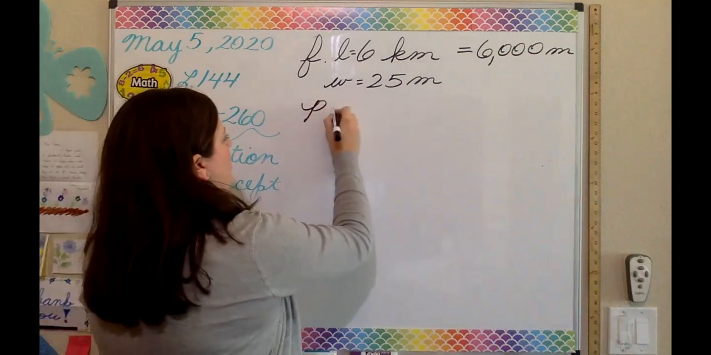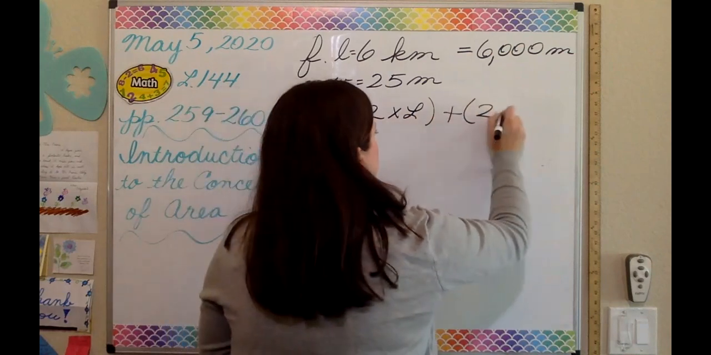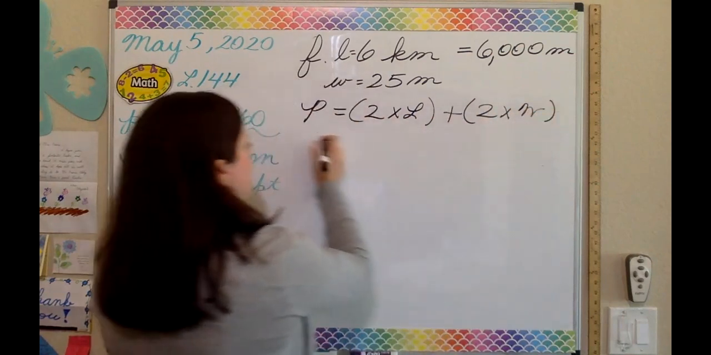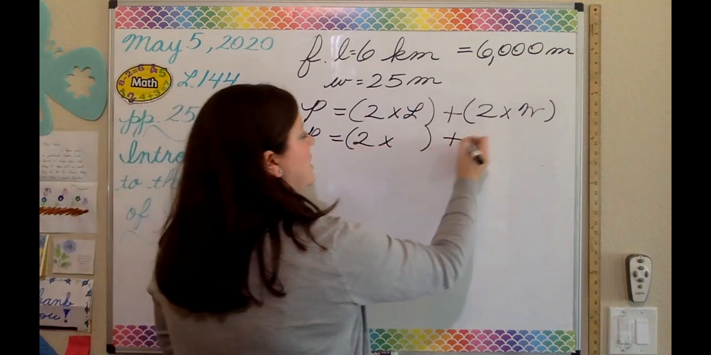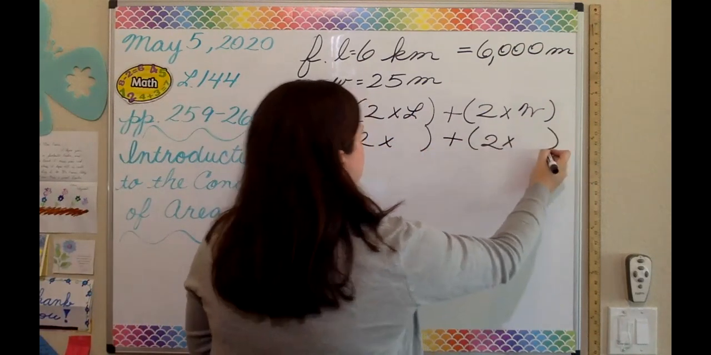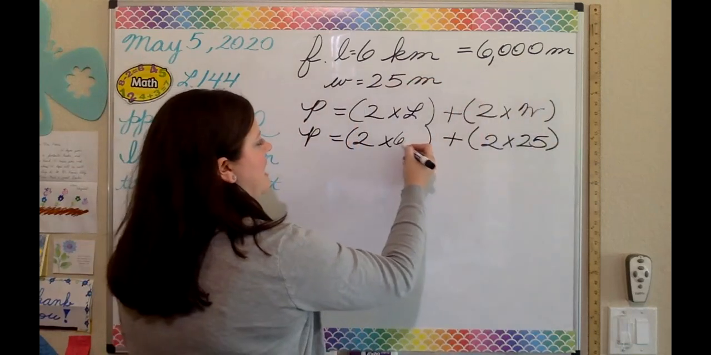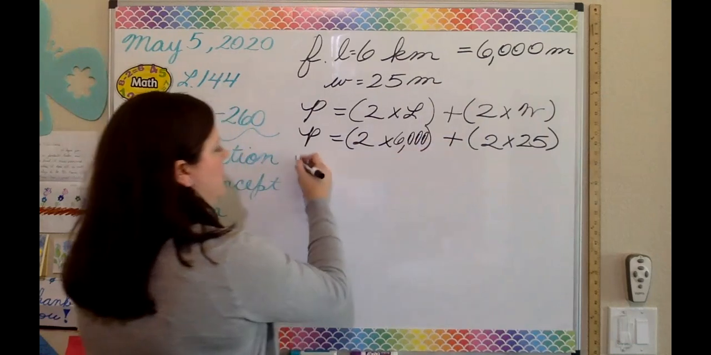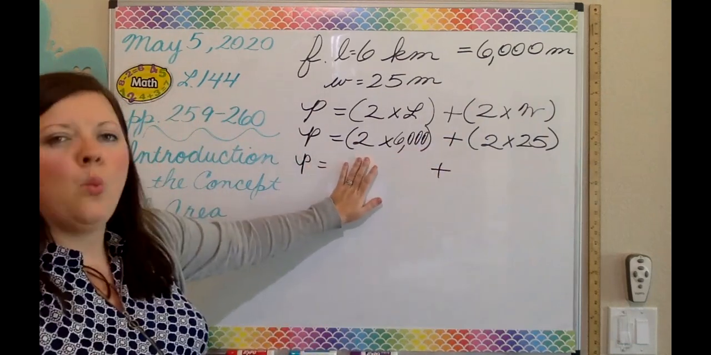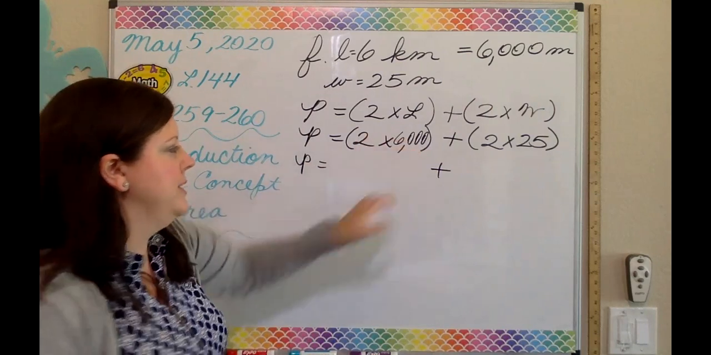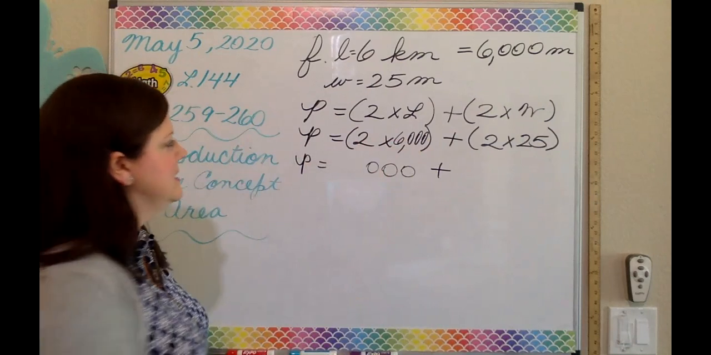Let's start with our formula. P equals 2 times L plus 2 times W. Please make sure that you're working this in your book as we're working together. My width is 25. My length is 6,000. Why don't we go ahead and bring down those 3 zeros? 1, 2, 3. 2 times 6 is 12.